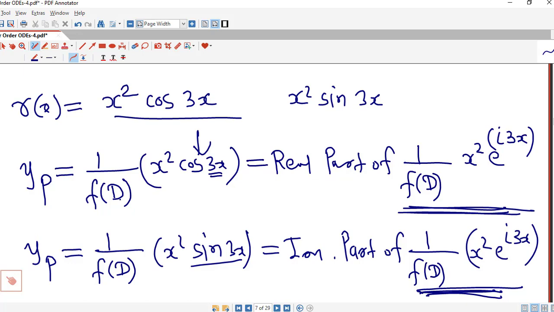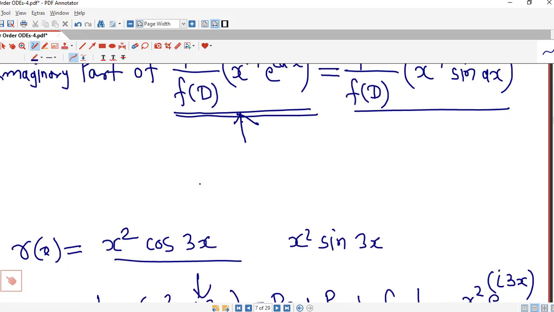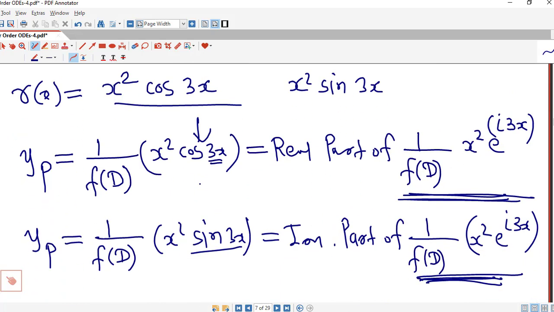So we will remember these two formulas, and in the next lecture we will do some problems related to this case. I hope you have understood the method, and thank you very much.